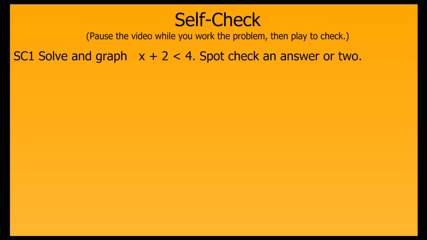Now for the self-check section. In this section, you're going to physically pause the video as you work out the problem on paper in your notebook. Then you'll press play to check to see how you did. You'll have 5 seconds to pause the video after I stop speaking before I show you the solution. Please pause the video and work out the problem now, then press play to check.